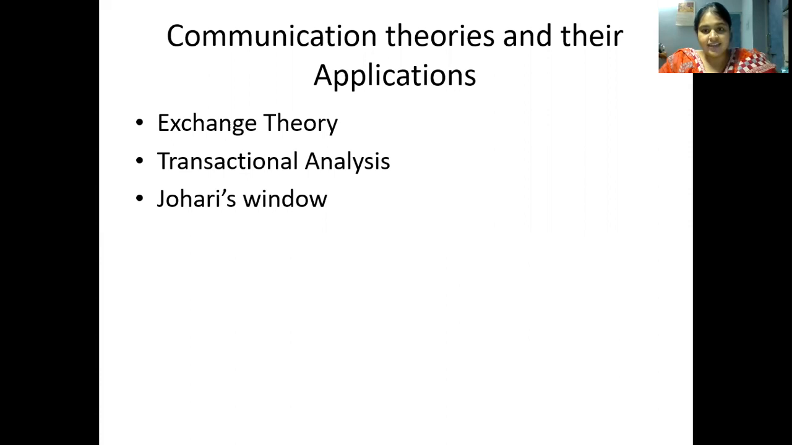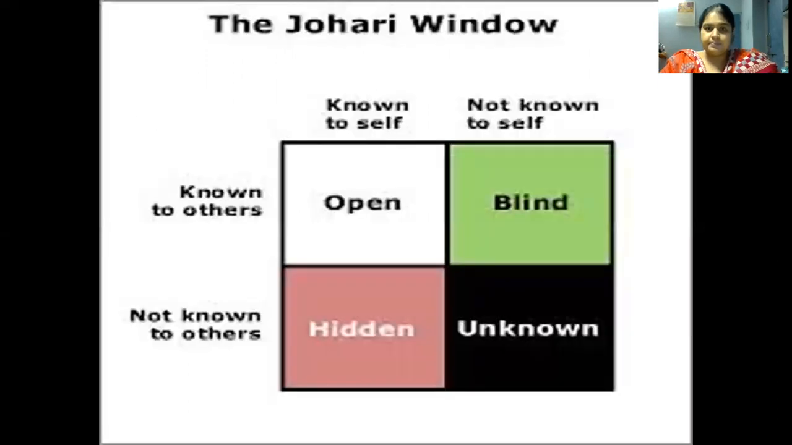Our third theory is a very popular theory, Johari's window. This is a technique that helps people better understand their relationships with themselves and others. There are four quadrants in Johari's window, namely open, blind, hidden, unknown, or a blind spot. Let us look at each of them individually.